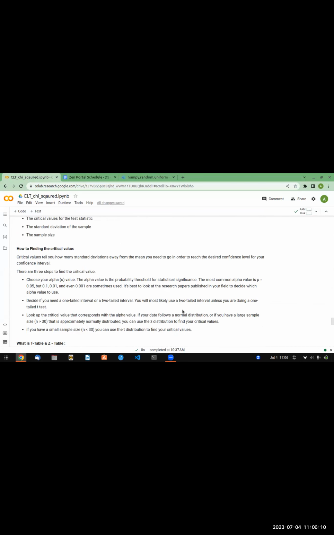Do you guys know what a log table is? Yes, sir, in 12th standard everyone used to have a log book and we had to find values from that book. If you recollect, in the exams you were given an extra paper which contains a log table, right? Those similar kinds of things we are going to use here. That is called a T table and Z table.